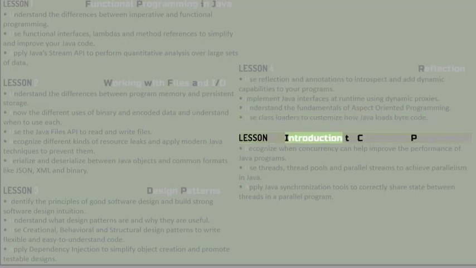Lesson 5: Introduction to Concurrent Programming. Recognize when concurrency can help improve the performance of Java programs. Use threads, thread pools and parallel streams to achieve parallelism in Java. Apply Java synchronization tools to correctly share state between threads in a parallel program.